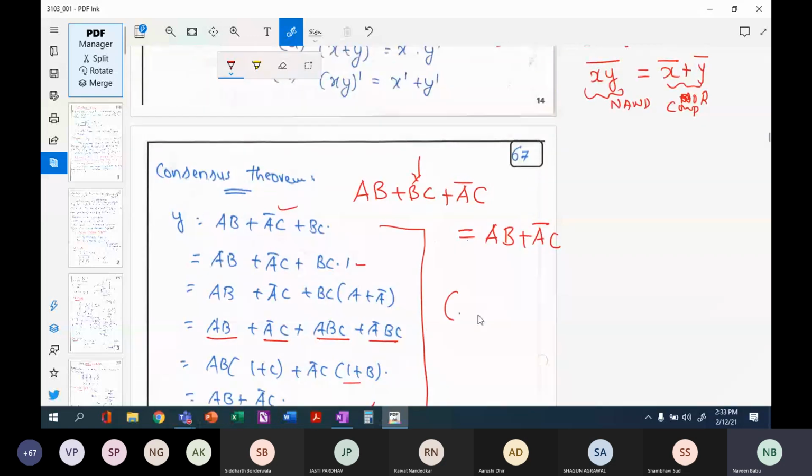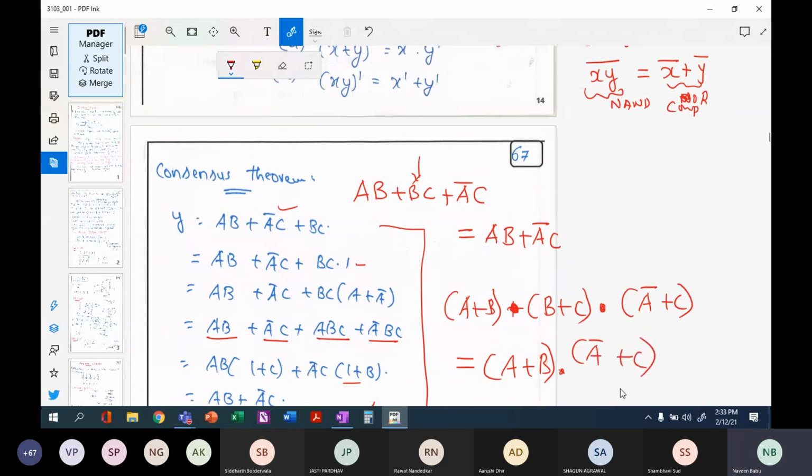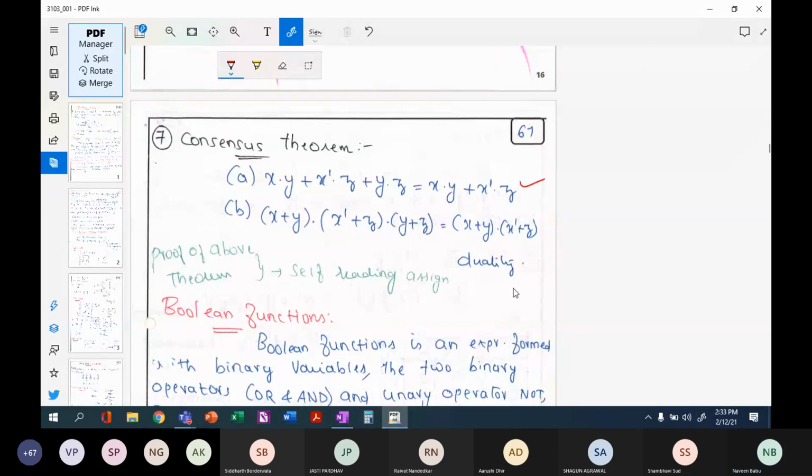Let us change the sign first. A dot B becomes A plus B, and plus B C, I'm sorry, this plus will not be there. Instead, this is a dot, and then dot A bar plus C will be equal to A plus B dot A bar plus C, right? So the duality also is valid. That's what is mentioned here, the consensus theorem. I have applied the duality for this: dot becomes plus, this plus becomes dot, and so on. So this is called the consensus theorem, and the proof of the second consensus theorem you can do on your own.